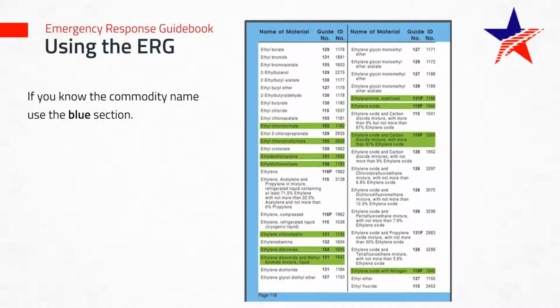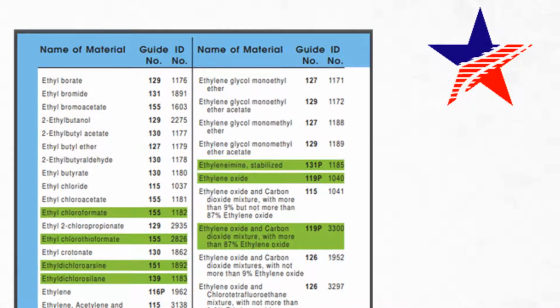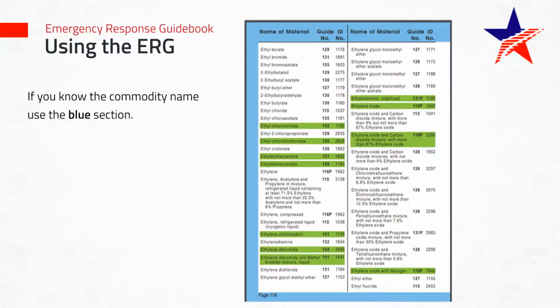Suppose you know that the rail car contained ethylene oxide but didn't know the UN/NA ID number. Go to the blue section, which lists the commodity names in alphabetical order. Find ethylene oxide, and you will see that the UN/NA ID number is 1040 and the response guide number is 119. Any commodities highlighted in green in both the yellow and blue sections indicate that an isolation distance for small and large spills is contained in the green section. Ethylene oxide is highlighted in green.